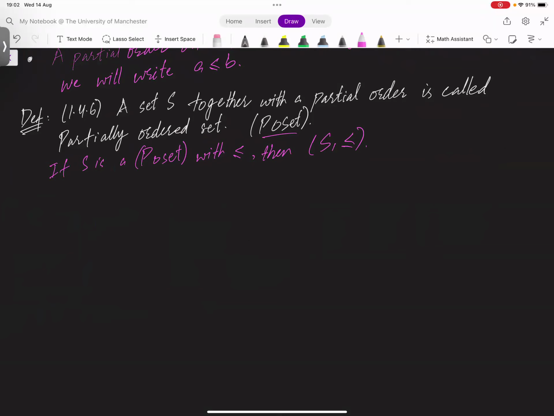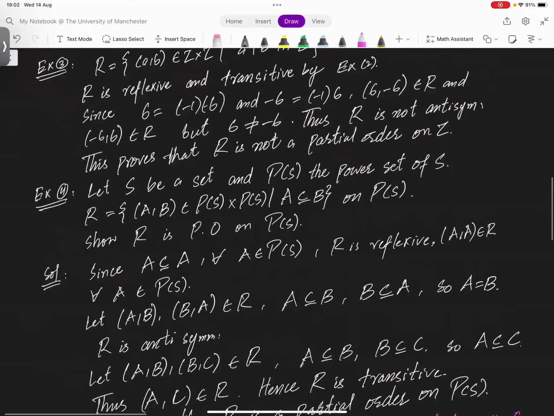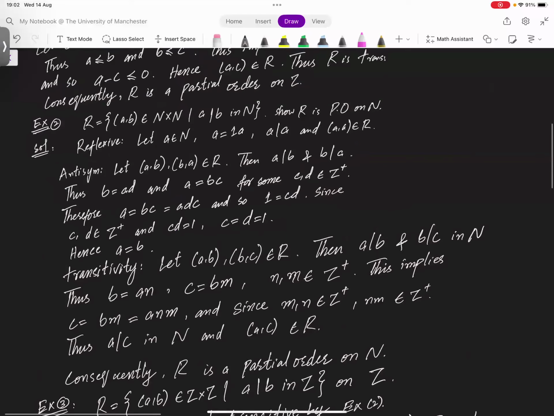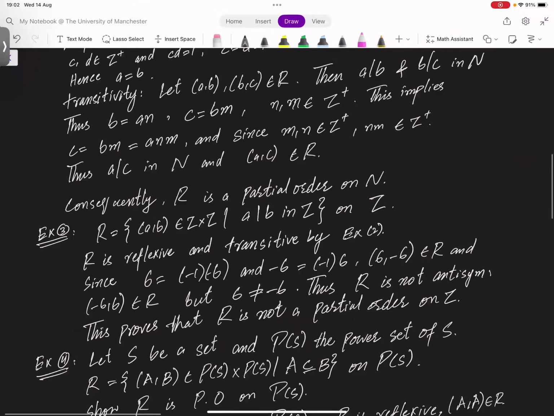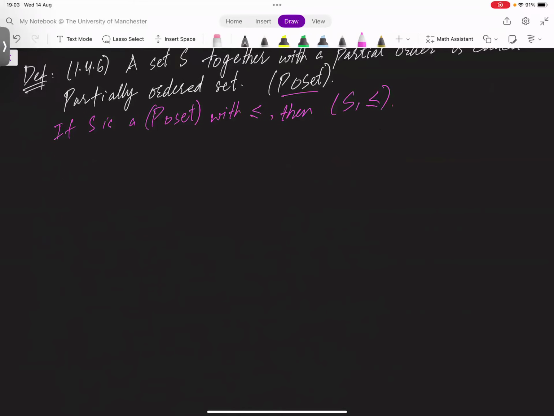So there are names for every partial order. In example 1, R is a partial order, the less than or equal to relation on Z. And in example 2, R is also a partial order. We call this the divisibility relation on N. And N together with the divisibility relation is a poset also.